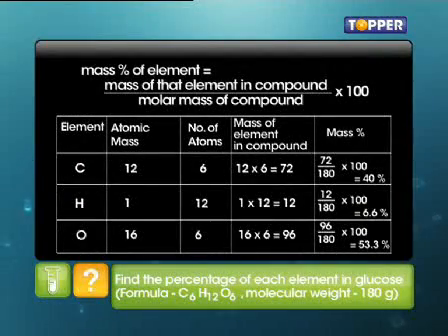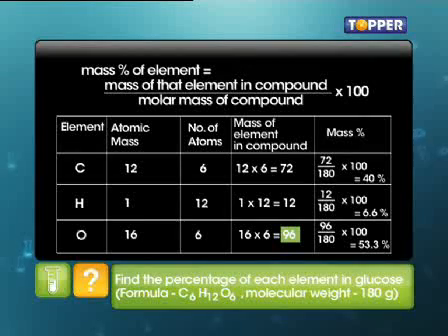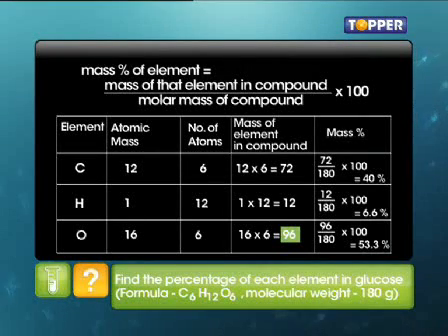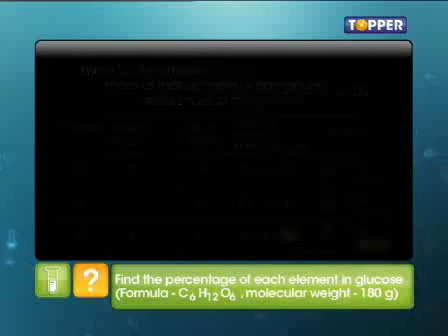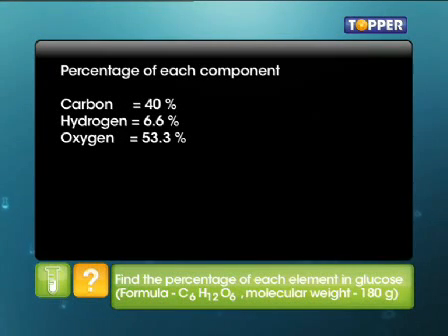Mass of oxygen is equal to 16 times 6, which is 96. Mass percent of oxygen is equal to 96 multiplied by 100 divided by 180, which is equal to 53.3%. Percentage of each component will be carbon 40%, hydrogen 6.6% and oxygen 53.3%. So that's the short answer.